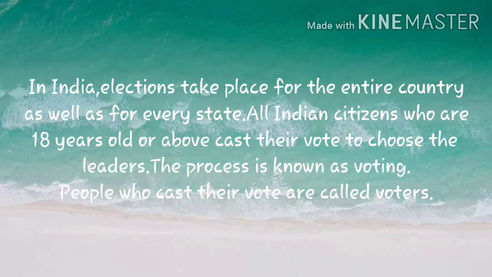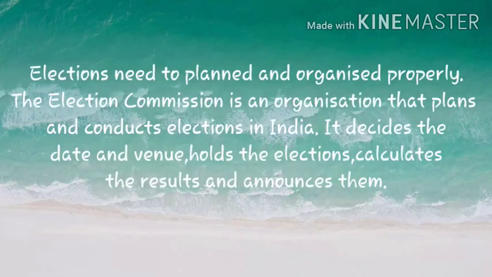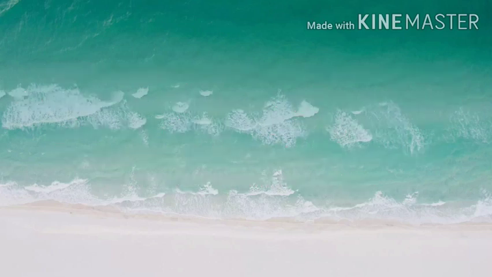So this process is known as voting. People who cast their vote are called voters. Those who give votes are known as voters. Elections need to be planned and organized. So who takes care of this? The Election Commission. This is an organization that plans and conducts elections in India. It decides the dates, the venue, holds the elections, calculates the results and announces them. So the Election Commission is an organization that plans each and everything.